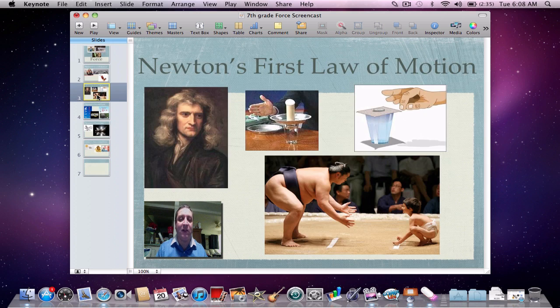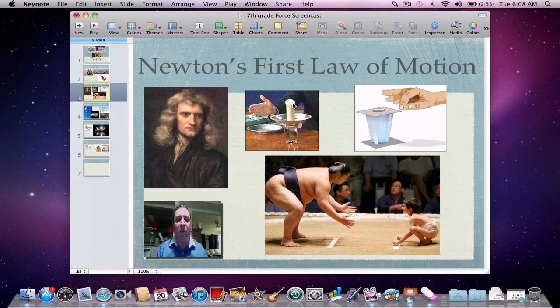Okay, going on to the next slide. Newton's first law of motion. All of Newton's laws deal with force. Here's Isaac Newton, good-looking fella. And for Newton's first law, we did lots and lots of activities in class. If you remember, we did the egg, where you hit the pan. The egg is in a balanced force right now, gravity pushing down and the pan pushing up. When I move the pan, I remove the balance and gravity pulls it down.